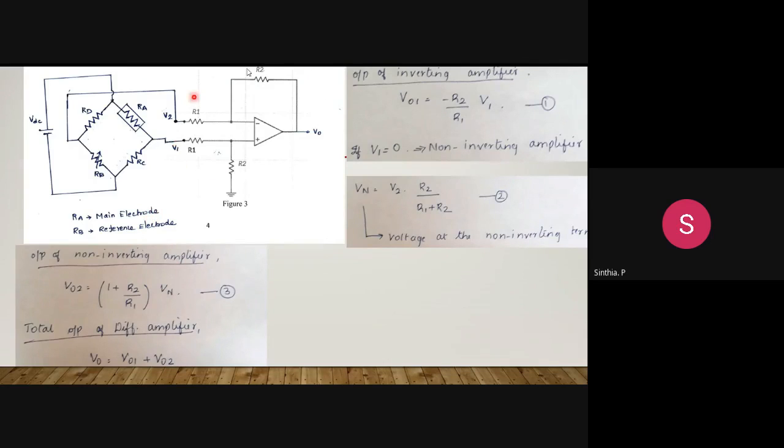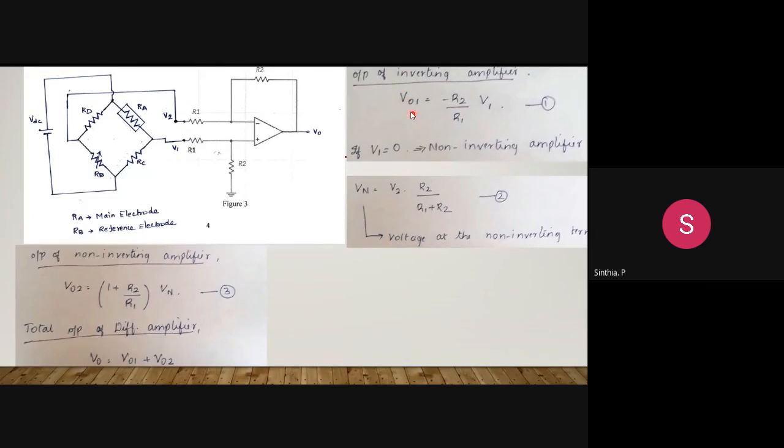So what will be the gain of this amplifier? If you take here, V2 is applied to the non-inverting terminal and V1 is applied to the inverting terminal, and we have the resistors R1, R2, and the output is V0. So V0 will give you the difference of the signal, that is V1 minus V2 or V2 minus V1 depending upon the setup. So let us take the inverting terminal first.